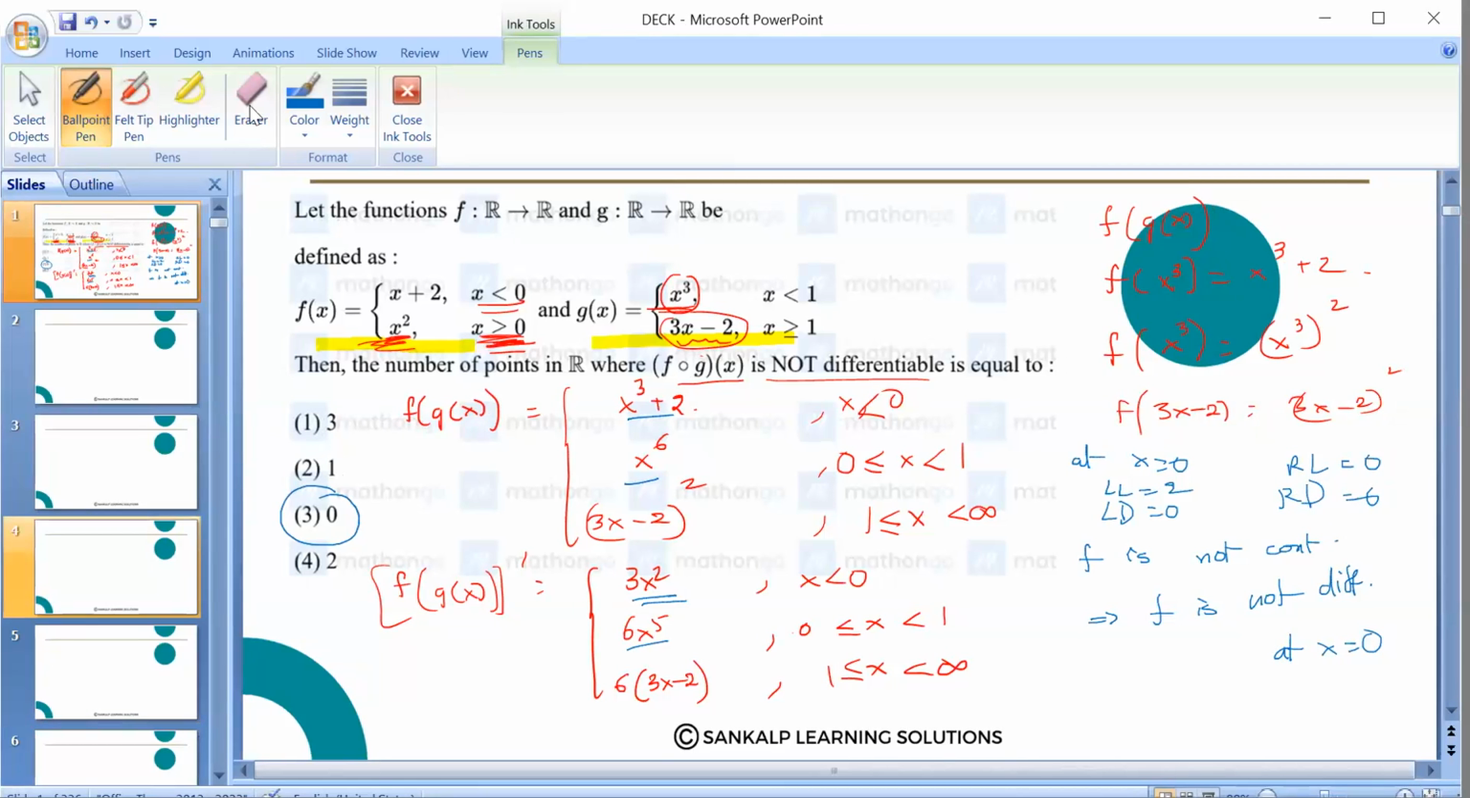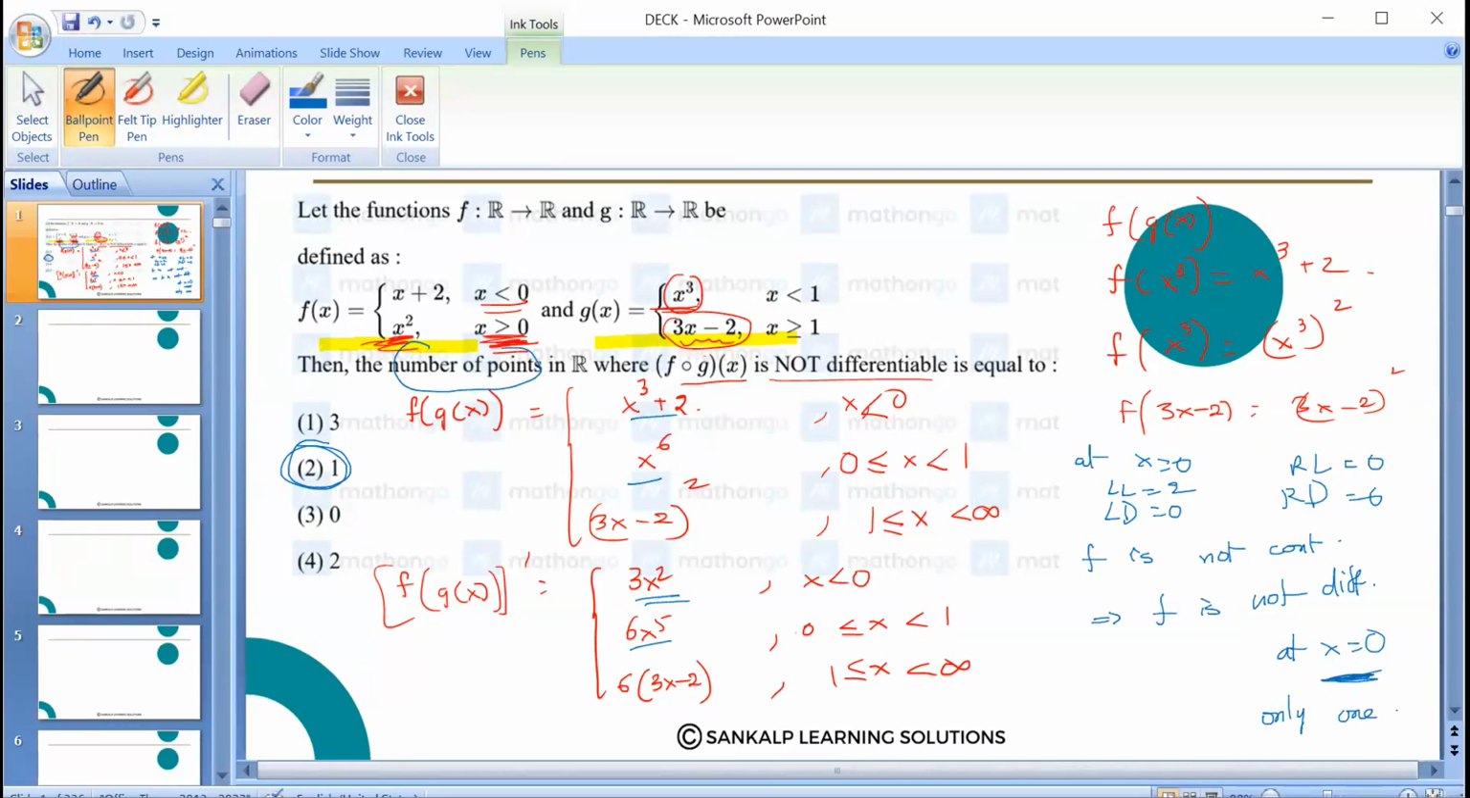But what did they ask you? Did they ask you about x equal to 0? They said number of points. 0 is the only one point where it is not differentiable. So option 2 will be the correct option. I'll put the next question.